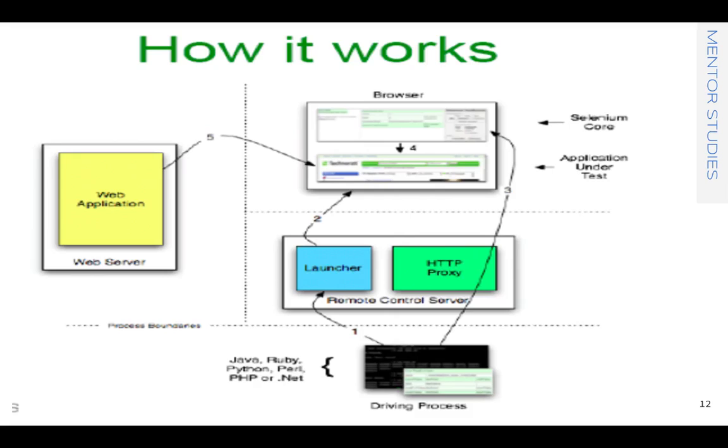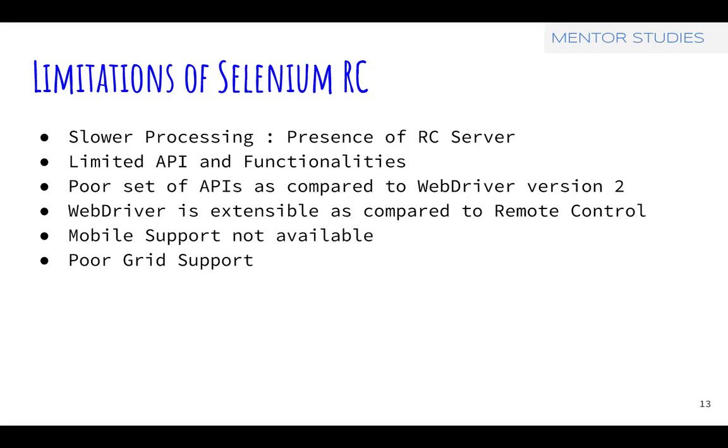With Selenium IDE first, then some problems were solved, like cross browser testing across all browsers. That problem was solved with Selenium RC. But Selenium RC had other problems, like slower execution of test cases, and some of the APIs were not that popular. API means, sorry, application programming interface.